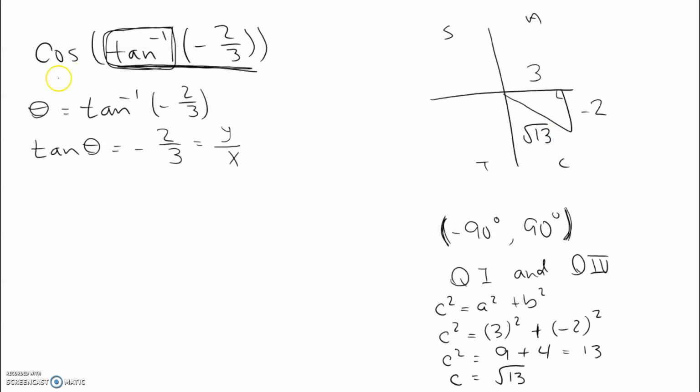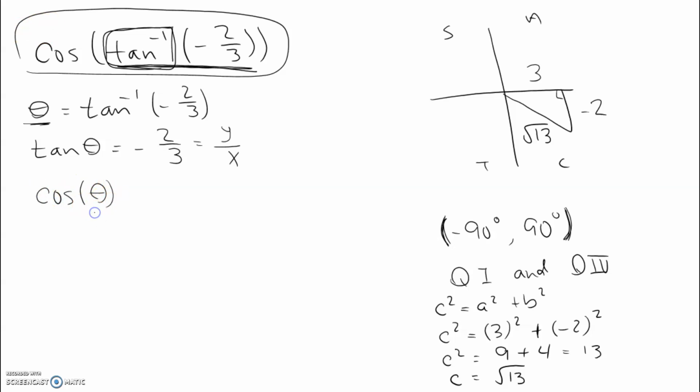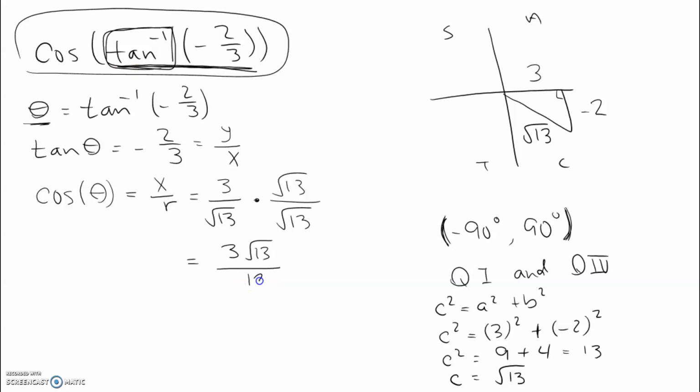Now I could replace this whole thing right here. Since the inverse of tangent of negative 2 over 3 is equal to theta, we could really say cosine of theta instead of cosine of the inverse of tangent of negative 2 over 3. So this is just x over r. Our x is 3. Our r is square root 13, just found that. I can't leave it like that because I have a square root in the bottom. So I need to rationalize, so multiply square root 13 over square root of 13. That's a form of 1. So we'll get 3 square root of 13 over 13. And there's your answer.